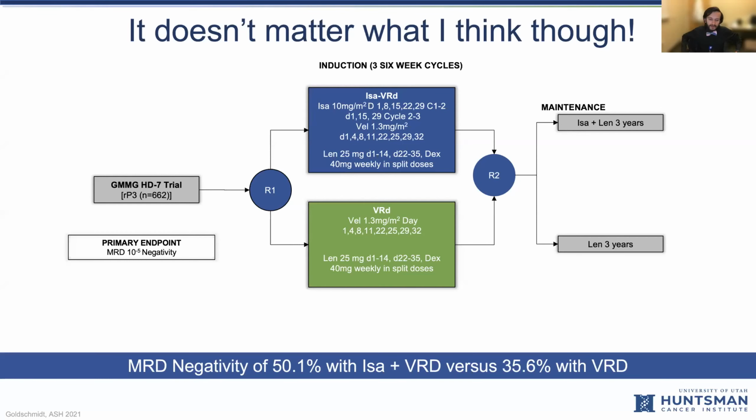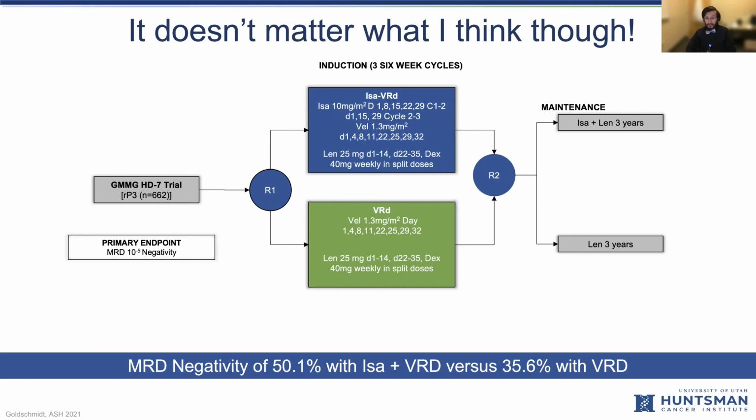Now, we know from some other trials that a single time point of MRD negativity can be fleeting. So it may very well be that if you follow up 6 months later, the MRD negativity rates of ISA-VRD might change. You might have less or more, or you might have more or less with VRD. A single time point of MRD negativity can be fleeting. We know that based on analysis of other trials. So yes, based on this trial, ISA-VRD gives more MRD negativity.